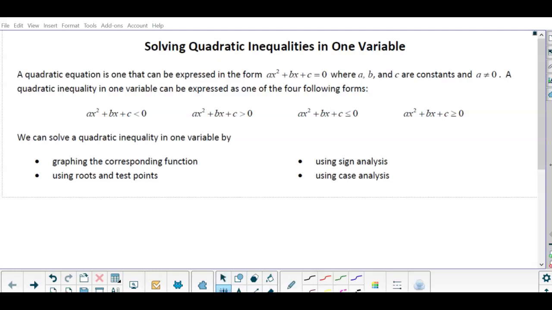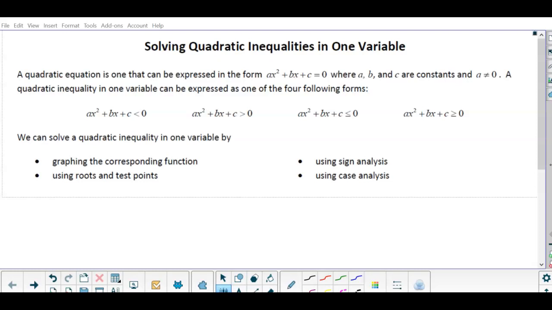We're solving quadratic inequalities in one variable. We've already done this, but really we've done it graphically. So now we're going to look at some algebraic solutions, different methods. So we've looked at how we can do it graphically and then come up with sets of solutions, but there are different methods. So you just want to be aware of them.